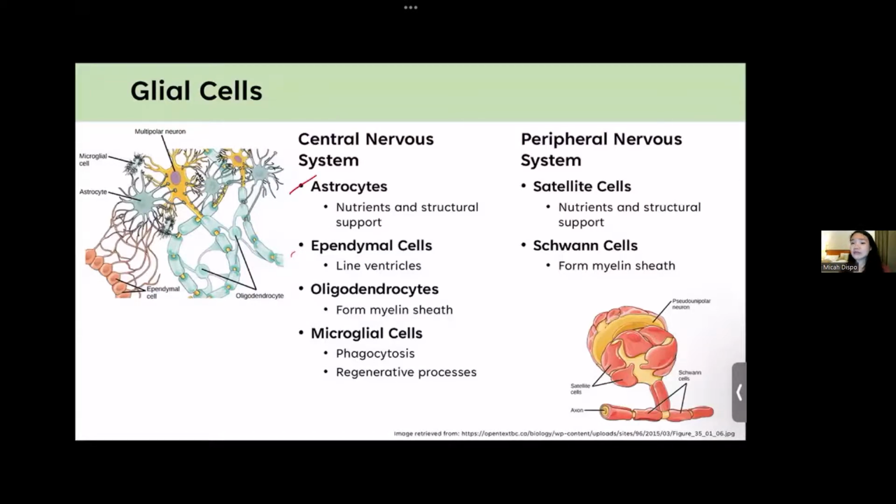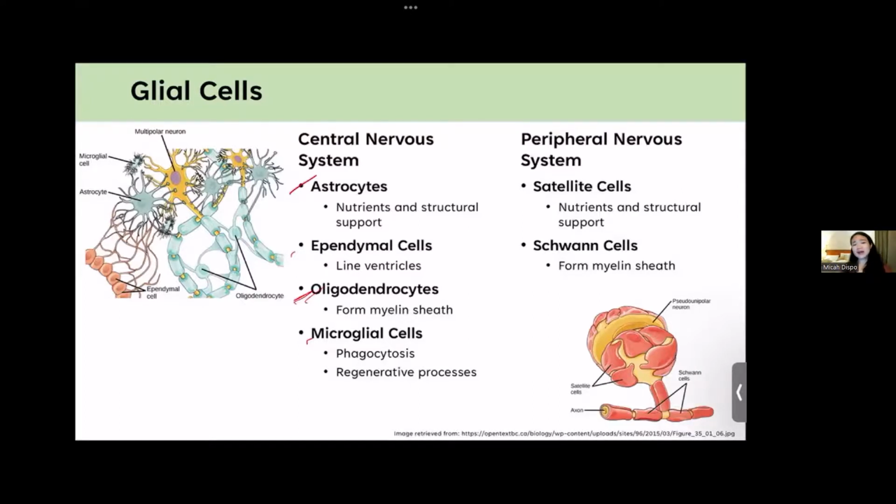We also have our oligodendrocytes, which form the myelin sheath. So these are the cells that form the myelin sheath that surrounds part of our axons and the neurons of our central nervous system. And finally, we have our microglial cells, which are essentially macrophages and involved in immune defense.